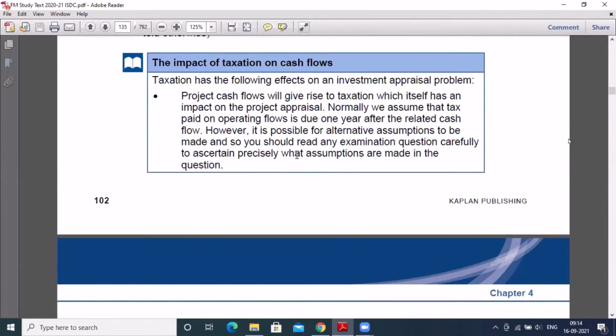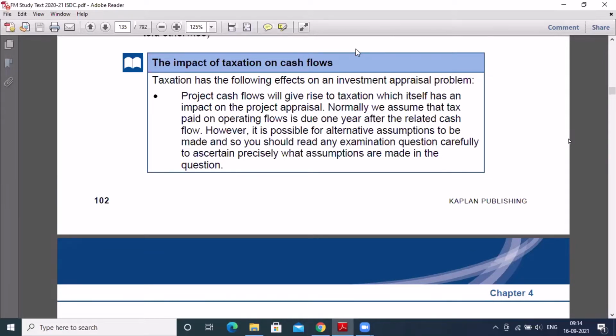Now we first specifically focus on taxation and its effect on the investment appraisal problem. Project cash flows will give rise to taxation, which itself has an impact on the project appraisal. Normally we assume that the tax paid on operating flows is due 1 year after the relevant cash flow. As I mentioned, generally tax is payable in arrears.